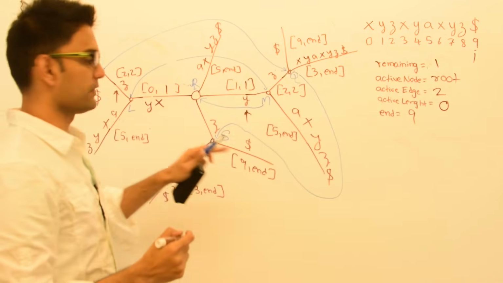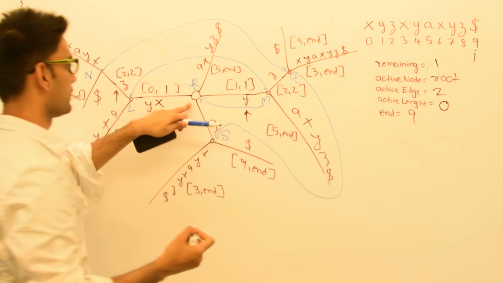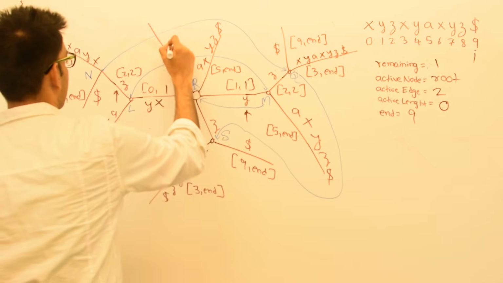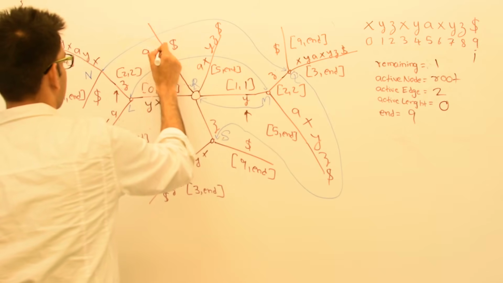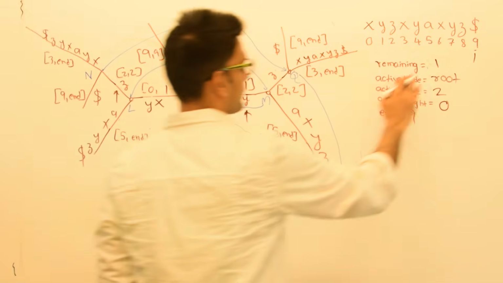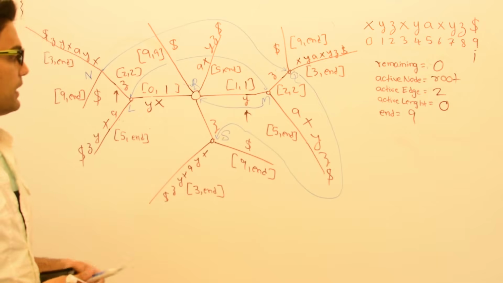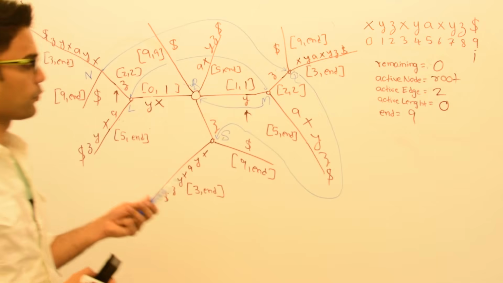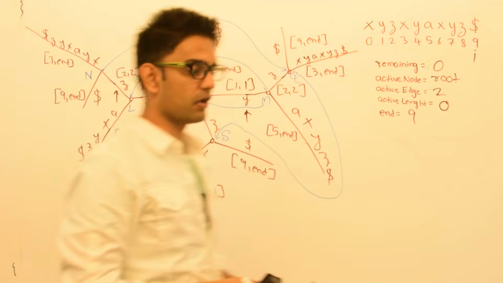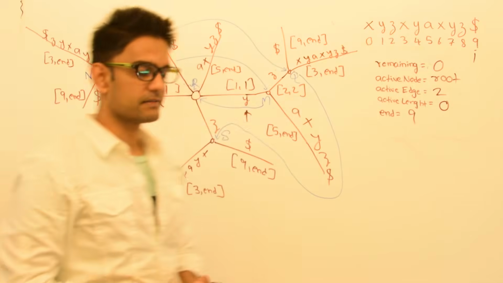And as soon as active length becomes 0, we check from root, is there a path for dollar? There is no path for dollar from root, so we create one. And since we created a new leaf node, we decrement our remaining by 1 more. So remaining becomes 0, and since remaining becomes 0, we break out of this while loop and end our current phase, and that is the end of the string also. So this is our suffix tree for this string.